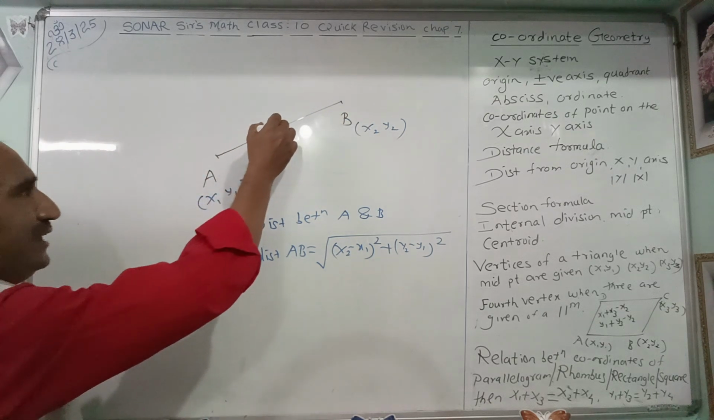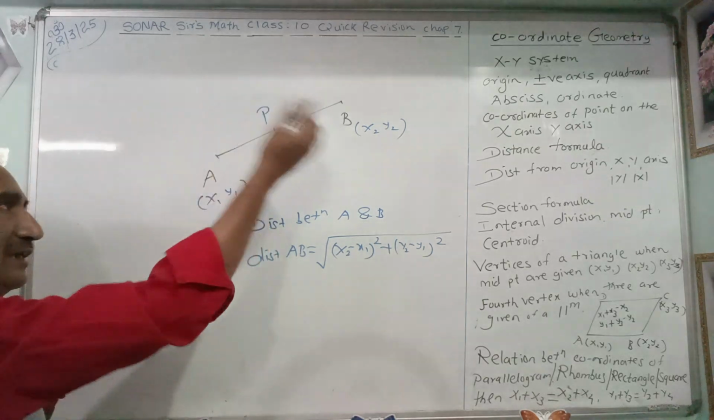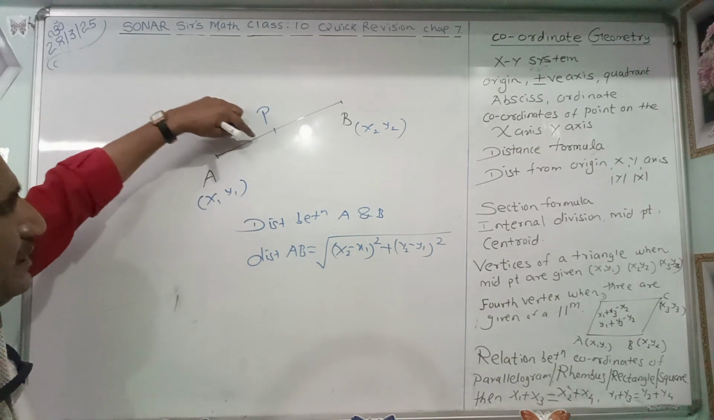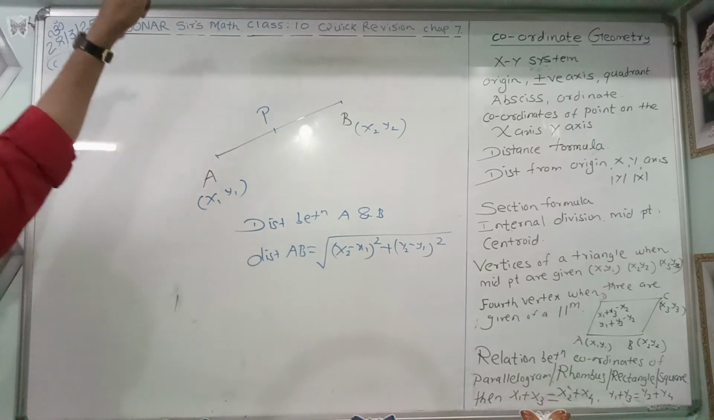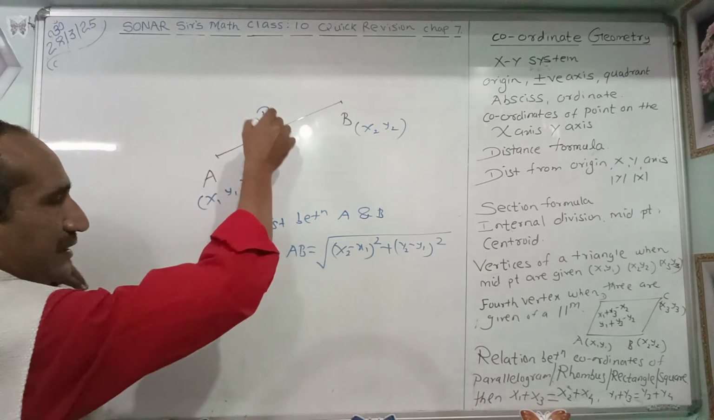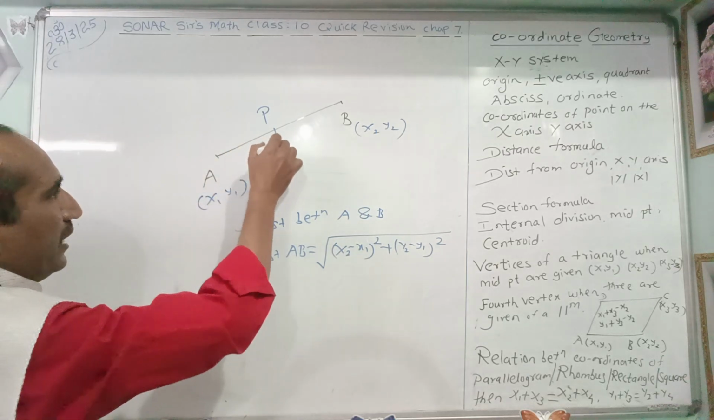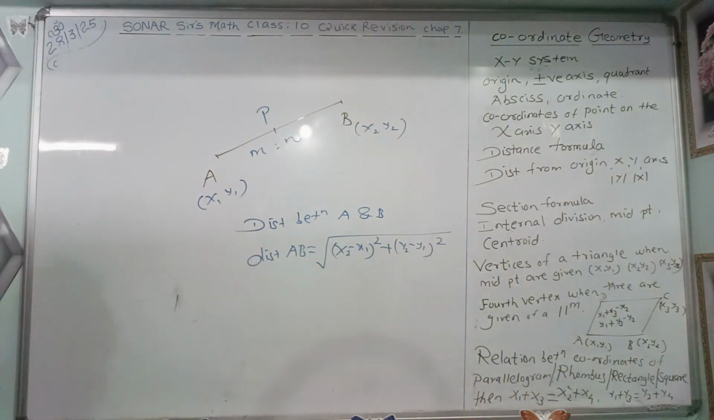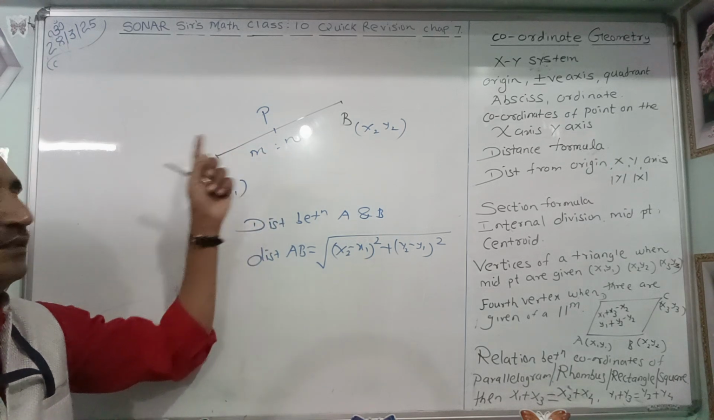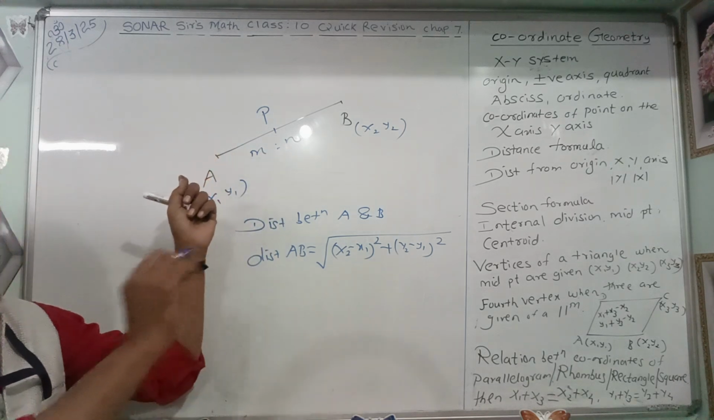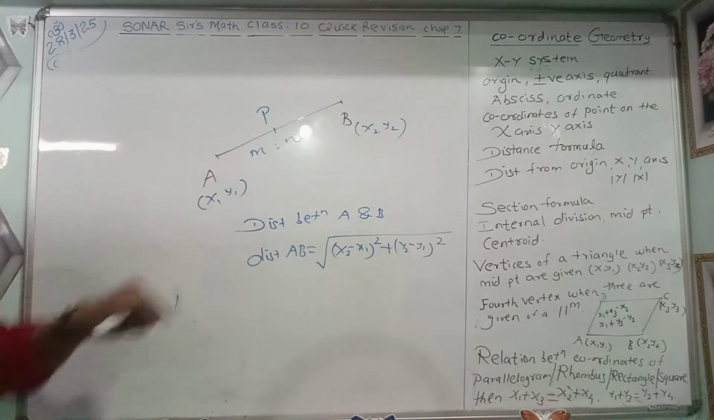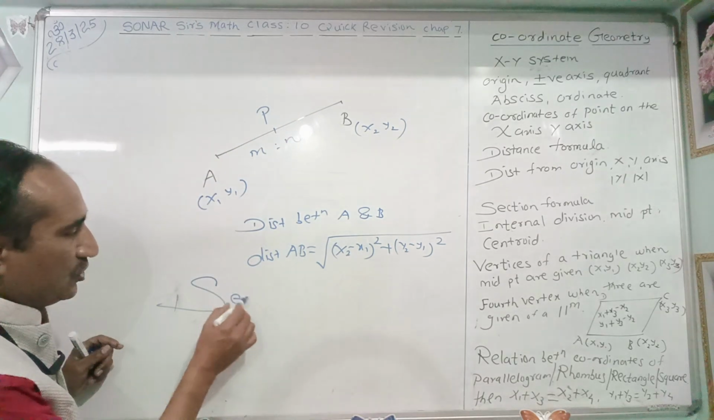Now suppose P is any point which lies on the segment. If P lies anywhere on the segment, it divides the segment internally, as it is inside, in the ratio m:n. If P is any point which lies inside the segment, meaning on the segment AB, and it divides the segment in the ratio m:n, then the section formula.